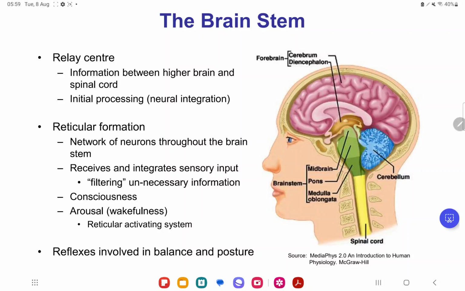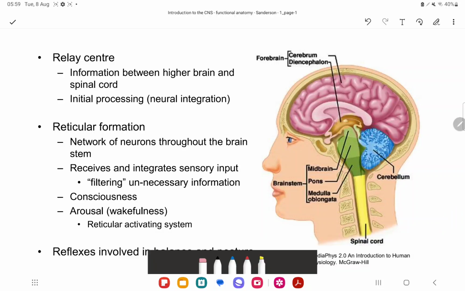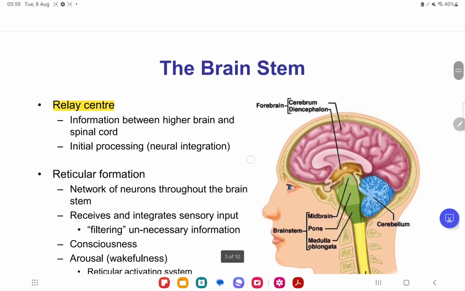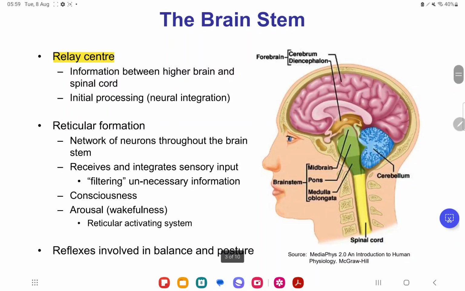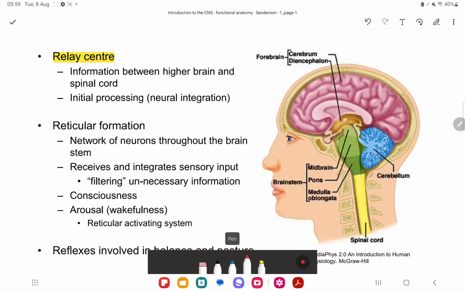Okay, yeah, so now we're going to talk about the brainstem. So the take-home message is that the brainstem is also known as a relay center. And the reason why it's known as a relay center is because if you look at the position of the brainstem, this is it over here, you can see that it's in between the forebrain and the spinal cord.